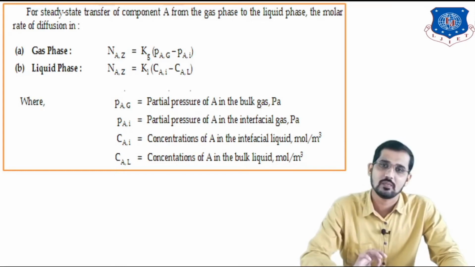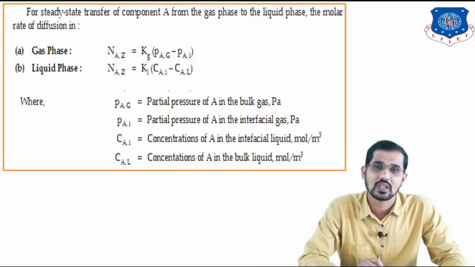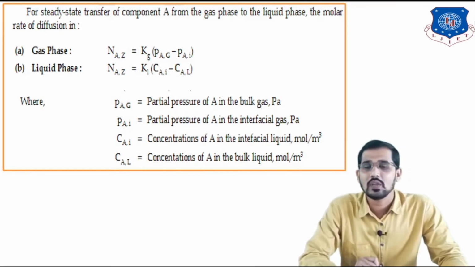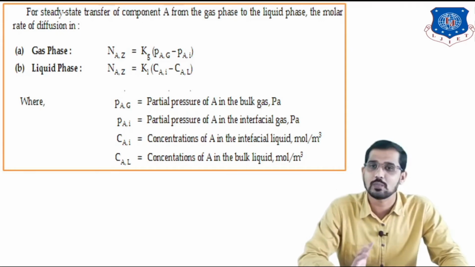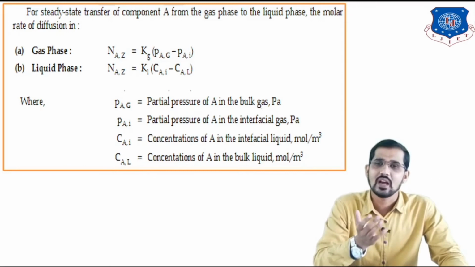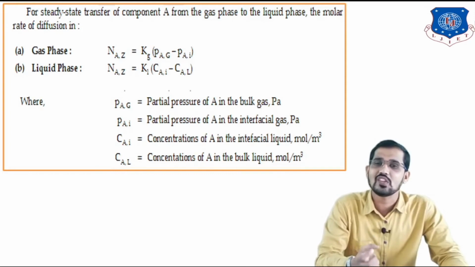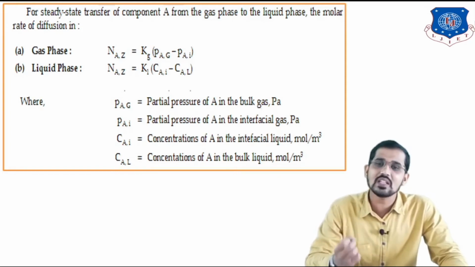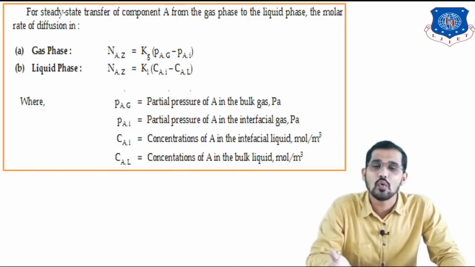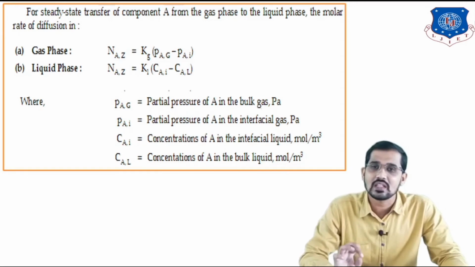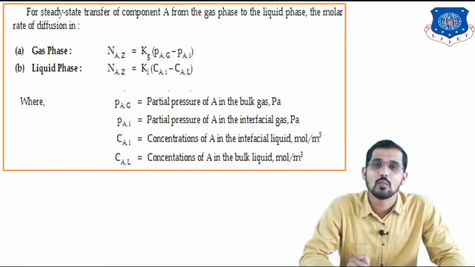So here, capital PAG is the partial pressure of component A in the bulk phase of the gas, and the unit is Pascal. PAI is the partial pressure of component A in the interfacial gas, and the unit is Pascal. I stands for the interface at the film, and PAG is the bulk part. Similarly, CAI is the concentration of component A at the interface, and the unit is mole per meter cube, and CAL is the concentration of component A in the bulk part of the liquid, and the unit is mole per meter cube.